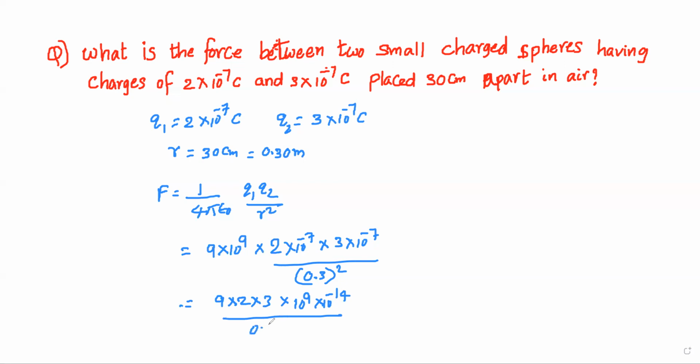So 0.09. Once you do that, after simplification, you will get 6 into 10 power minus 3 newtons.